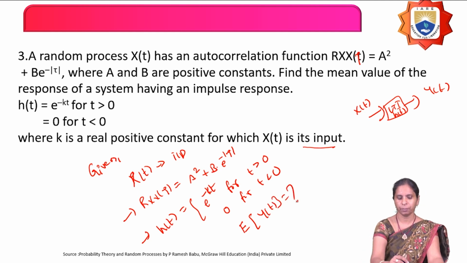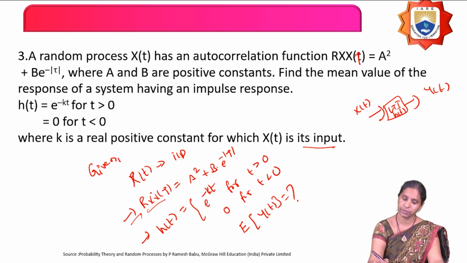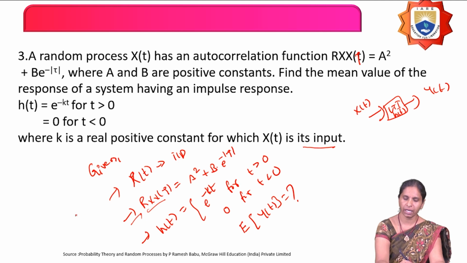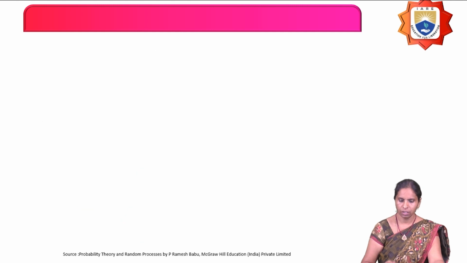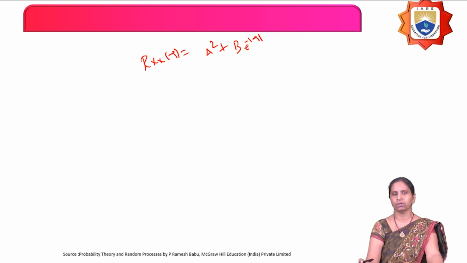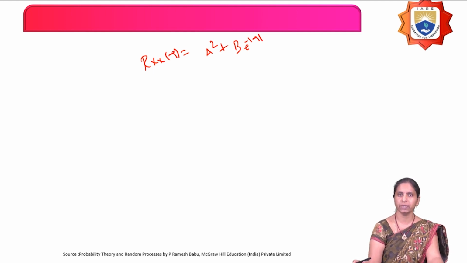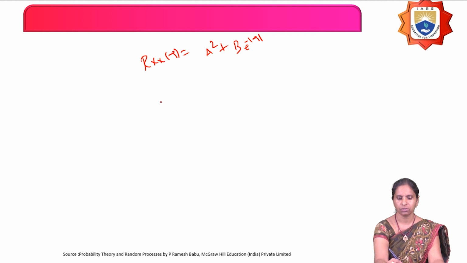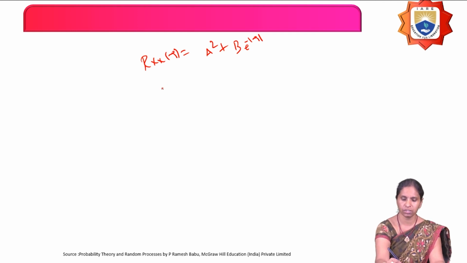How to calculate? In the previous problem, instead of the autocorrelation function, they had given the mean of the input. Now they have given the autocorrelation function. If you observe, this autocorrelation function is a function of only tau. Therefore, you can say that the given random process x of t is a wide sense stationary random process. Rx of tau is a square plus b into e power minus mod tau. Now from this autocorrelation function, how do you calculate the mean of the random process? For that you have to use the properties of the autocorrelation function.